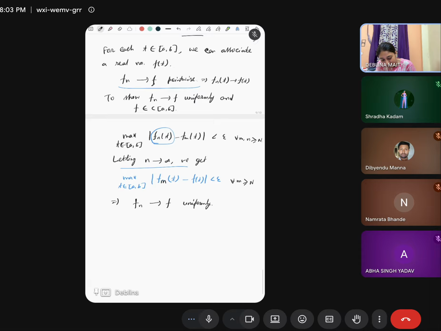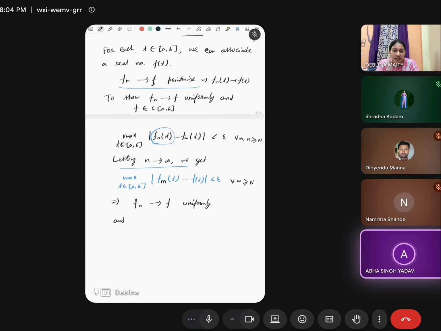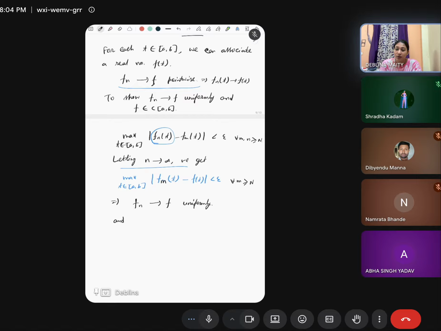So since Fn converges to F uniformly, and Ma'am, yes, ma'am, do we need to prove continuity also? Yes, because F has to be continuous, right? If we have to show that this Cauchy sequence must converge, and all the Cauchy sequences we have taken are from C[a,b], so if it converges, the converging function must belong to the space C[a,b], right? So F needs to be continuous to prove completeness.